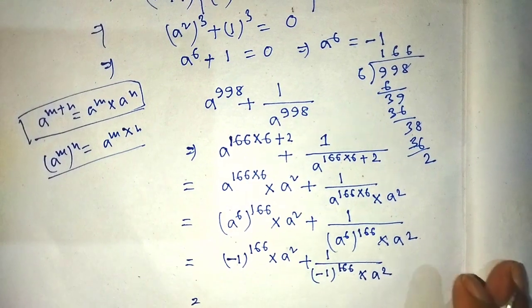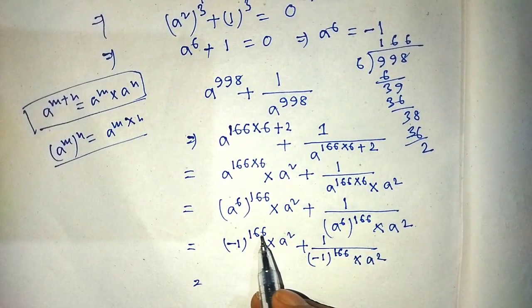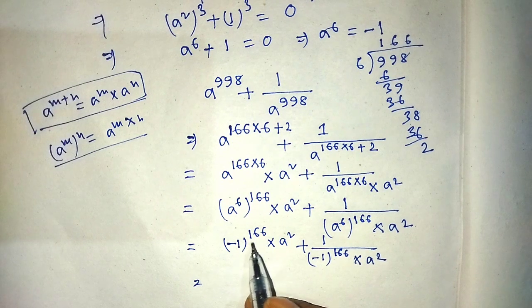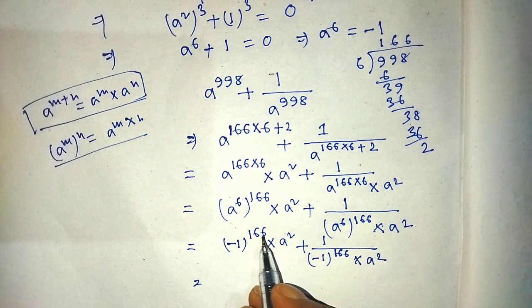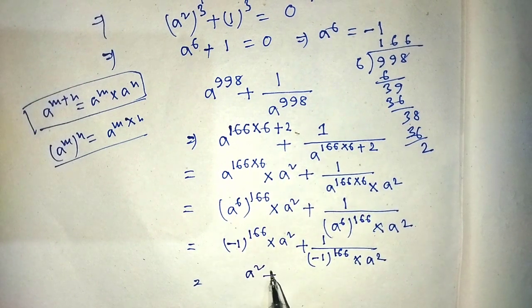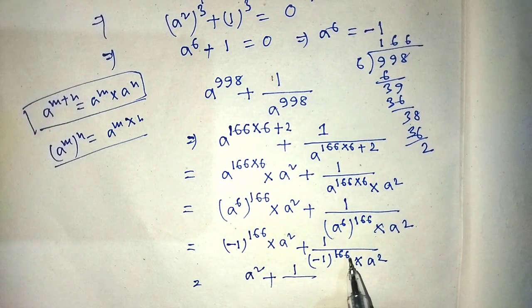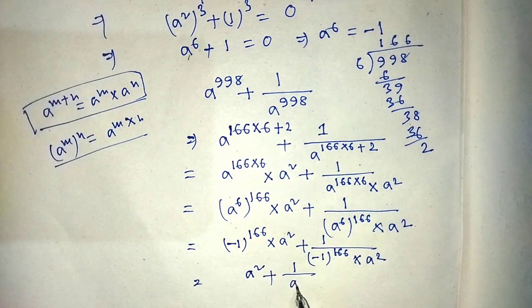So student, in this exponential form, in the place of power here is an even number. So minus 1 whole to the power 166, the result will be 1. Okay. So only we have to write a square plus 1 over, so the value of minus 1 whole to the power 166 is equal to 1. So that's why only we have to write a square.